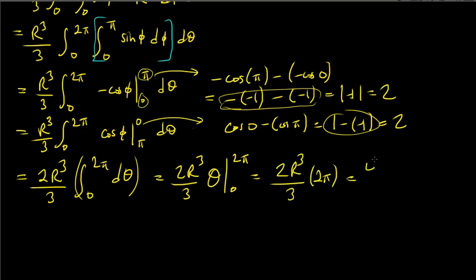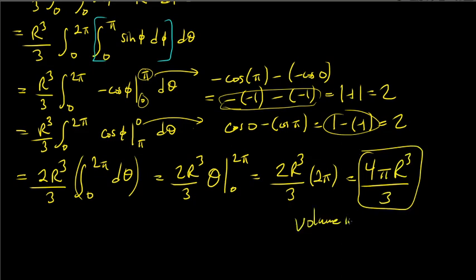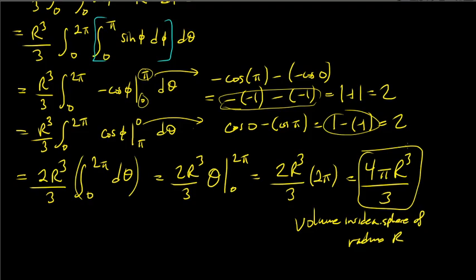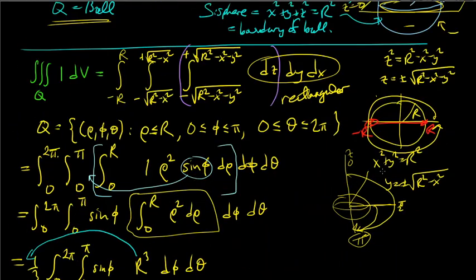So 2 times 2 pi is 4 pi r cubed over 3. And that should look familiar, right? This is the volume inside a sphere of radius r. Okay. So yeah, one of the easier ways to actually derive that formula from scratch, right?